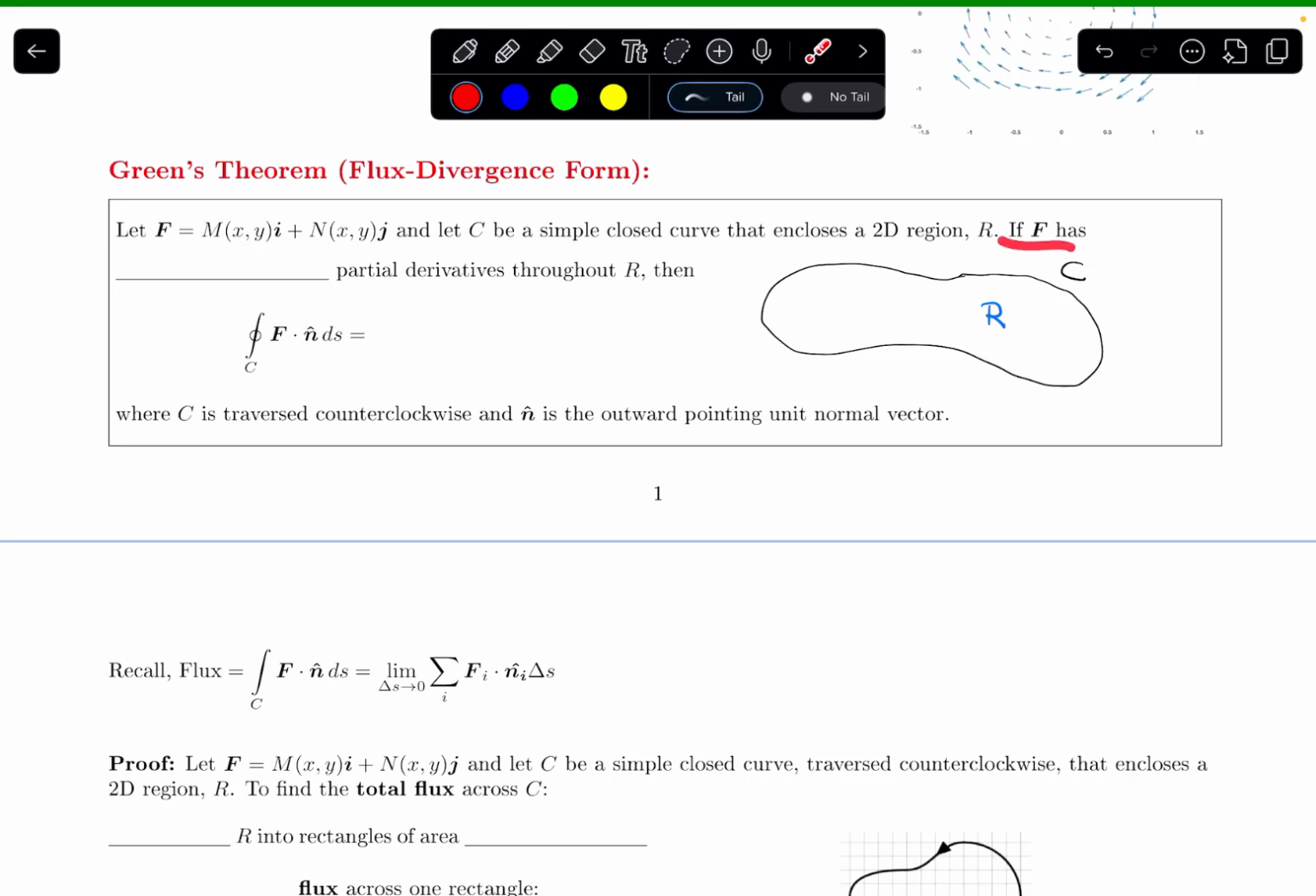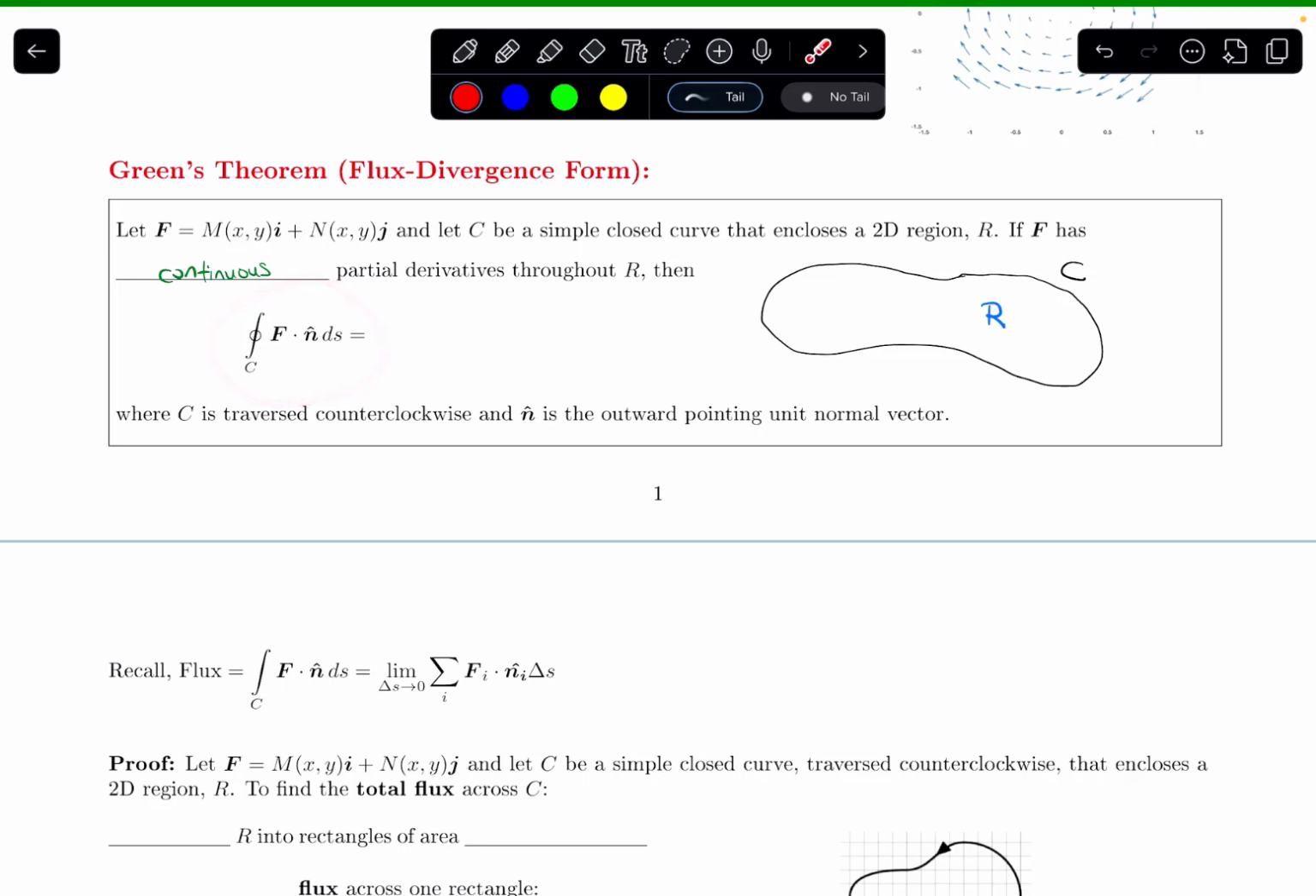If our vector field has continuous partial derivatives throughout the region, so no matter what point I take within the region, if I take the partial derivative of either of these components, I need those to be continuous at any point within the region. Then it turns out there's a really nice formula for the flux of the vector field.